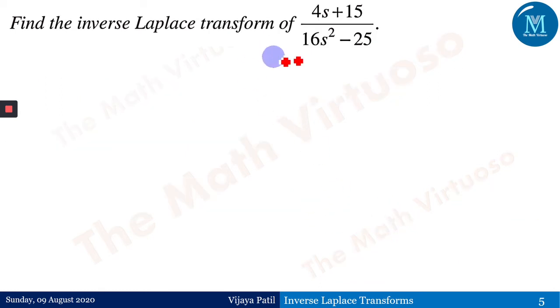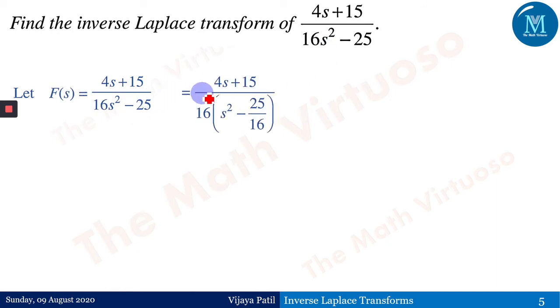Then the inverse Laplace transform of 4s plus 15 upon 16 s square minus 25. Purposely I have taken this question here, and we'll come to know why. It's 4s plus 15 upon 16 into s square minus 25 by 16. What has happened here is that I have taken this 16 outside from the denominator. While taking this 16 outside from the denominator, it gets divided into the minus 25 term. So you can say that this 16 has come out of this denominator.